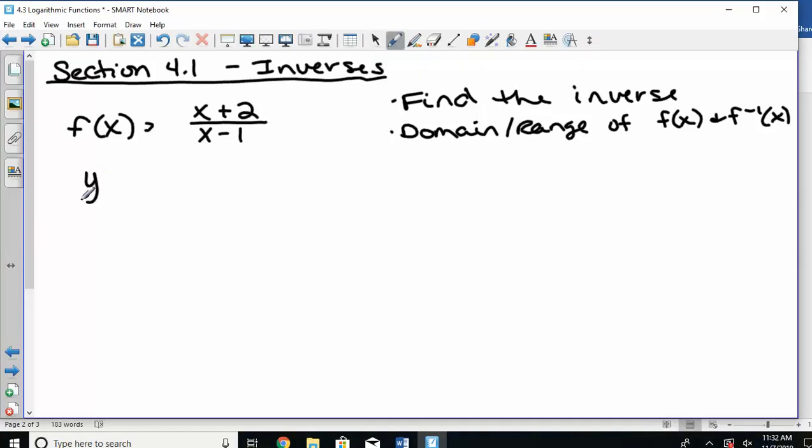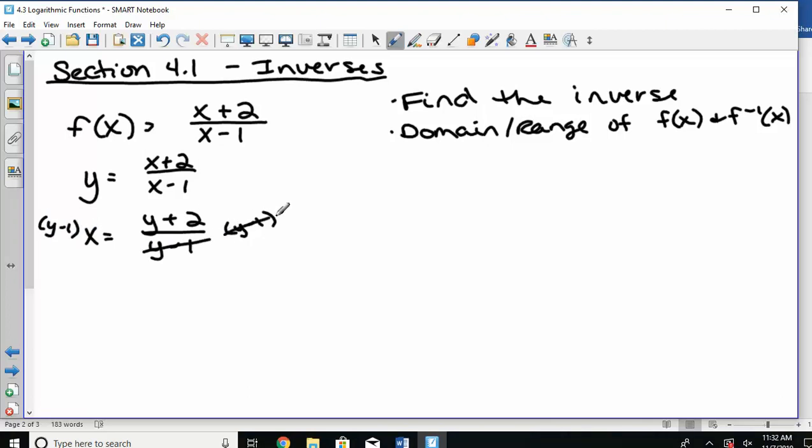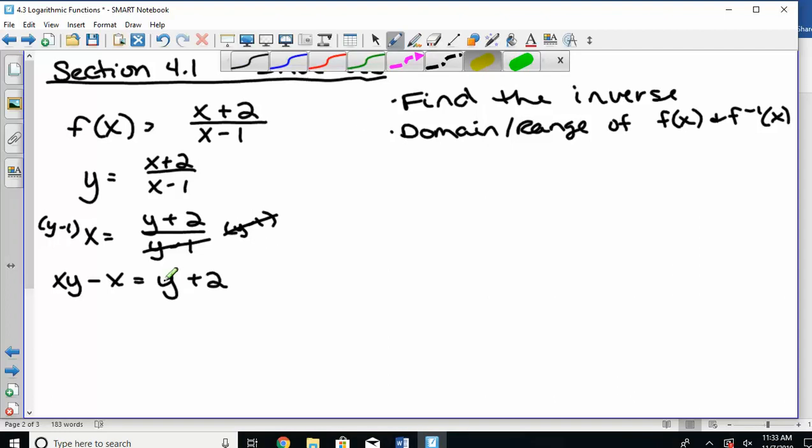Change f of x to a y, and then switch x and y. So every y becomes an x and every x becomes a y. So we now have 2 y's in our problem. We have to solve for y. So most of you just multiply by your denominator. Those drop. Over here you have to distribute. So we have xy minus x equals y plus 2. I am solving for y.